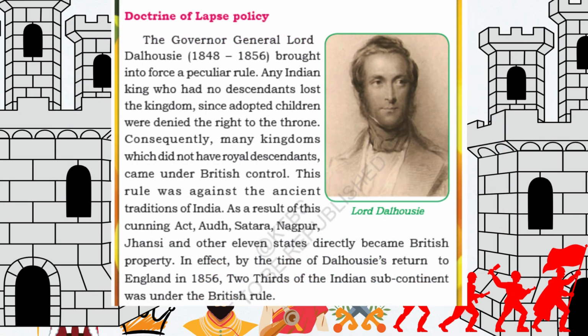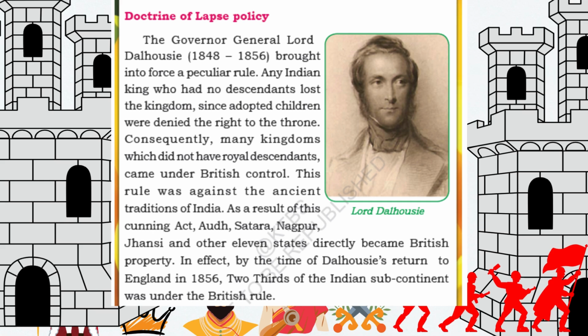Doctrine of lapse policy. The Governor-General Lord Dalhousie, 1848 to 1856, brought into force a peculiar rule. Any Indian king who had no descendants lost the kingdom, since adopted children were denied the right to the throne. Consequently, many kingdoms which did not have royal descendants came under British control. This rule was against the ancient traditions of India. As a result of this cunning act, Oudh, Satara, Nagpur, Jhansi and other 11 states directly became British property.